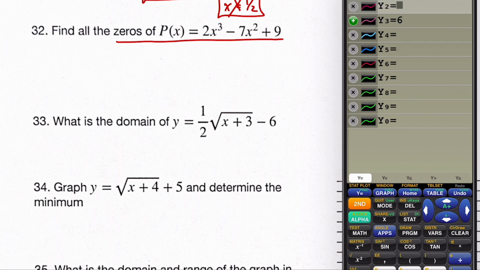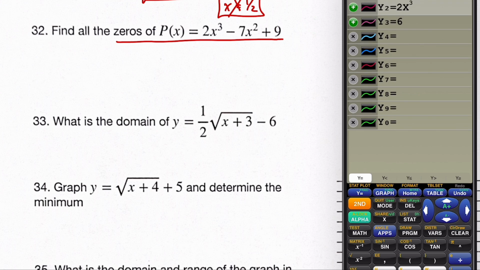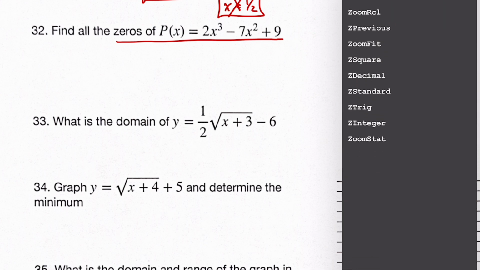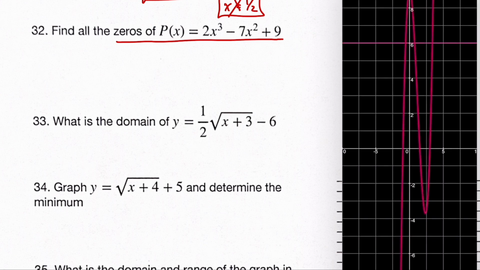Now maybe, hopefully they'll come out perfect. If they don't, then we may have to do some other things here. Let's see here. So there's my 2x cubed minus 7x squared plus 9. And I'll go graph, and I have to go zoom 6. Mine is zoom standard, just like yours is.